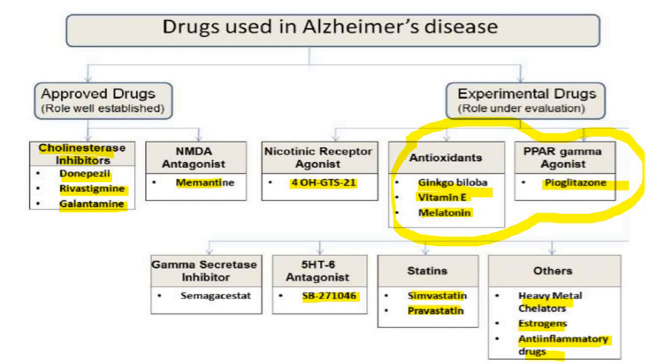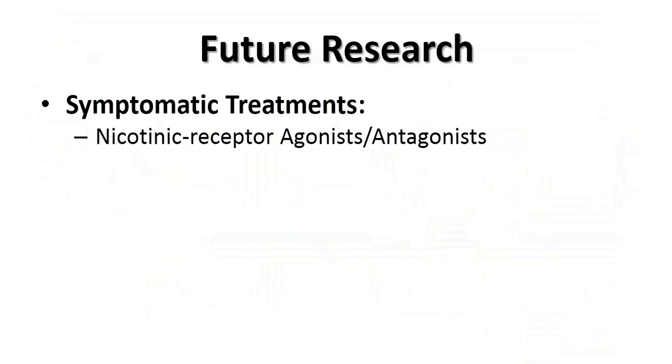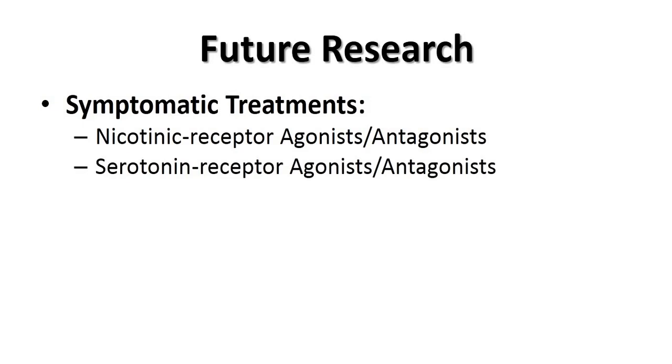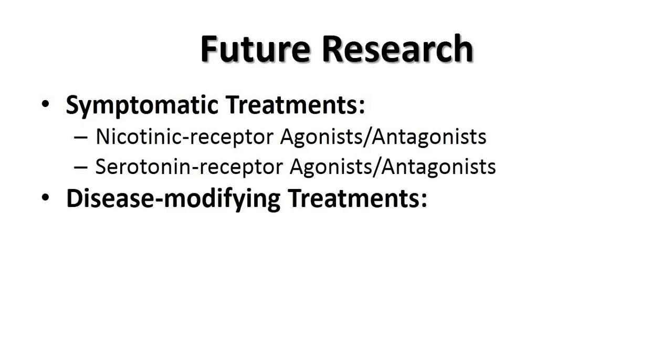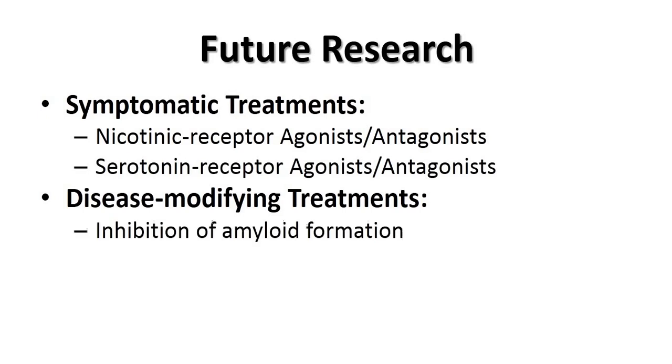Now, before we end, we should know what the future research in Alzheimer's is. The future research includes symptomatic treatments such as nicotinic receptor agonists or antagonists. Lots of research is going on. Pharmaceutical companies are designing new drugs. Serotonin receptor agonists and antagonists, that also they are designing. Some of the disease modifying treatments, such as any research which can prevent amyloid formation, the entire biochemical and molecular pathway.